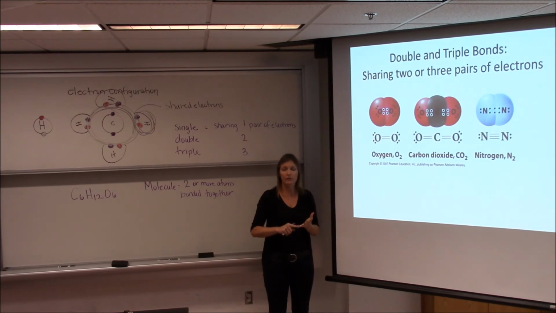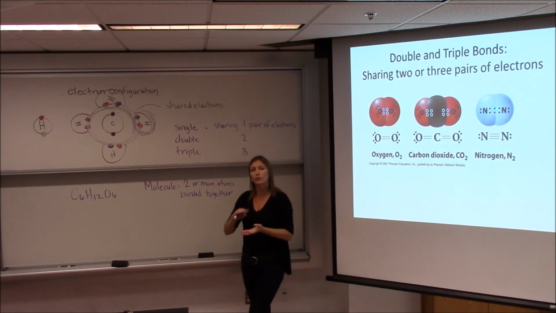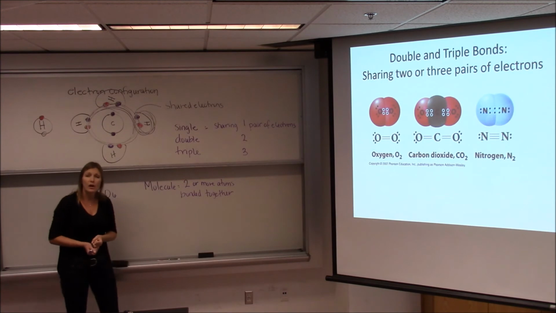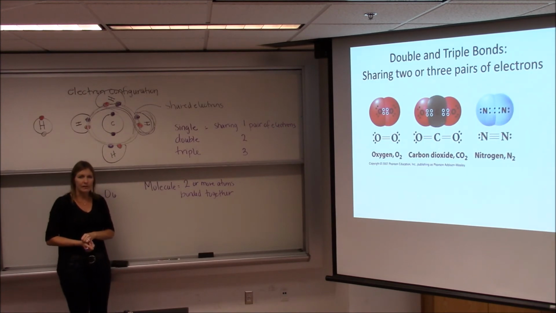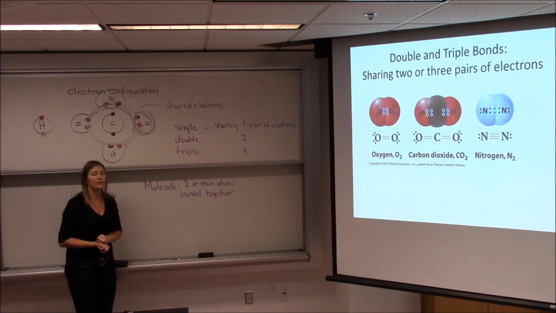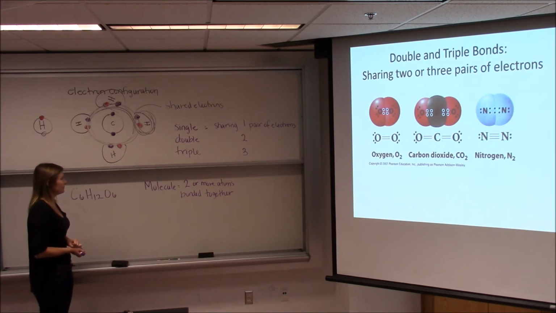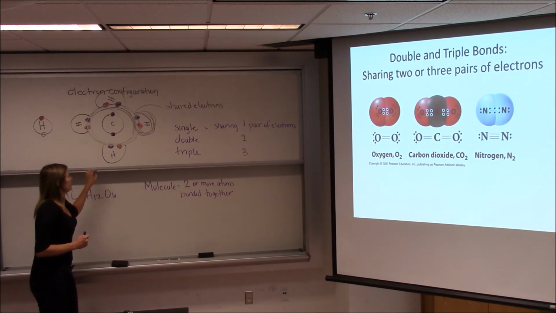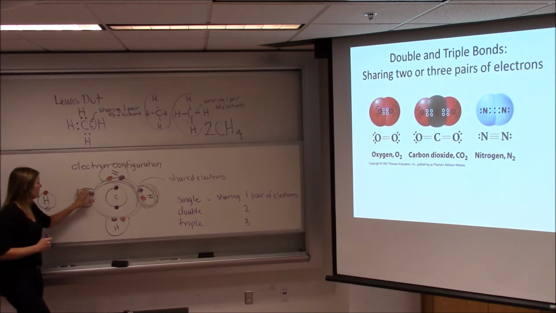Okay, so single, double, and triple covalent bonds, sharing 1, 2, or 3 pairs of electrons. The strongest of the chemical bonds we'll study, and really, for this course, very, very important to understand. Okay, so now let's talk a little bit more about this whole sharing of electrons. Sharing.